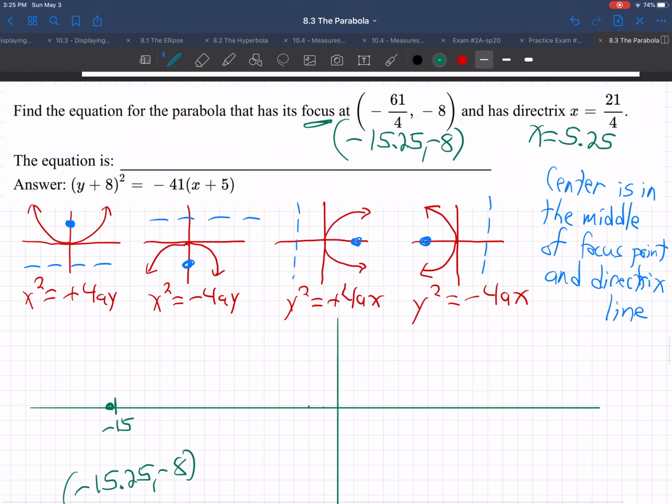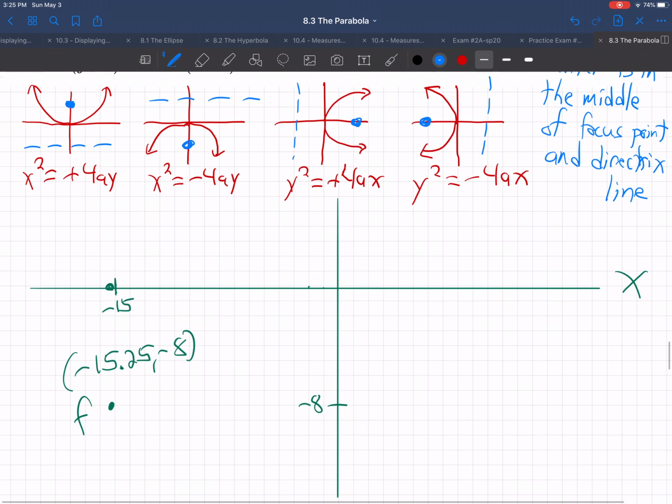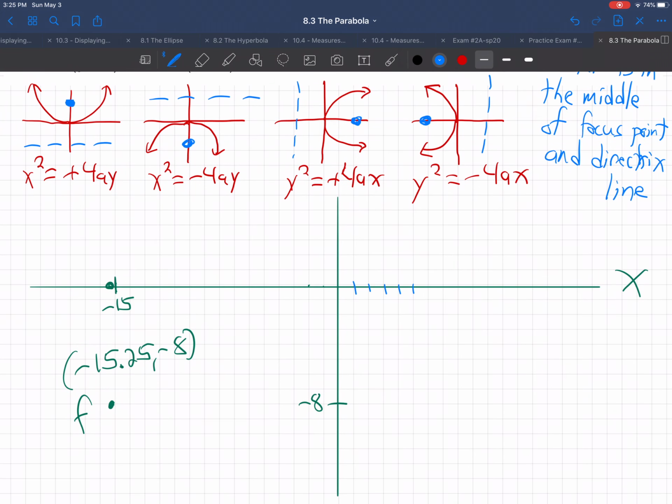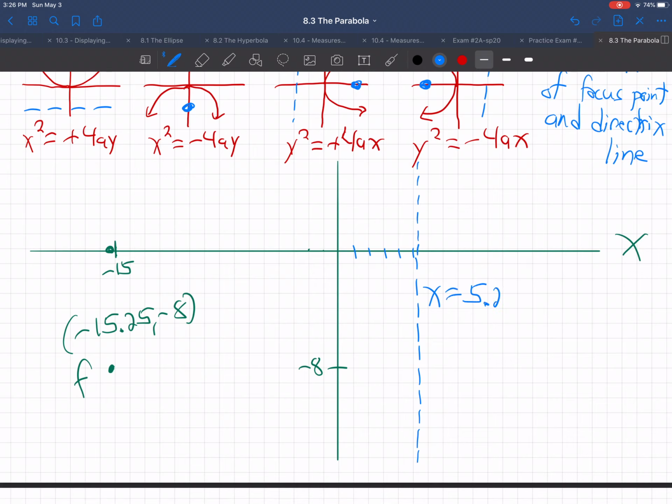And then where's the directrix line? That's over at x. This is the x-axis. That means it hits the x-axis. That dotted line is going to go through the x-axis over at 5.25. So 1, 2, 3, 4, 5, and then a slight bit more. So there we go. So there's the line x equals 5.25. This is 1, 2, 3, 4, 5. It's just a little beyond 5. 5.25. Okay.